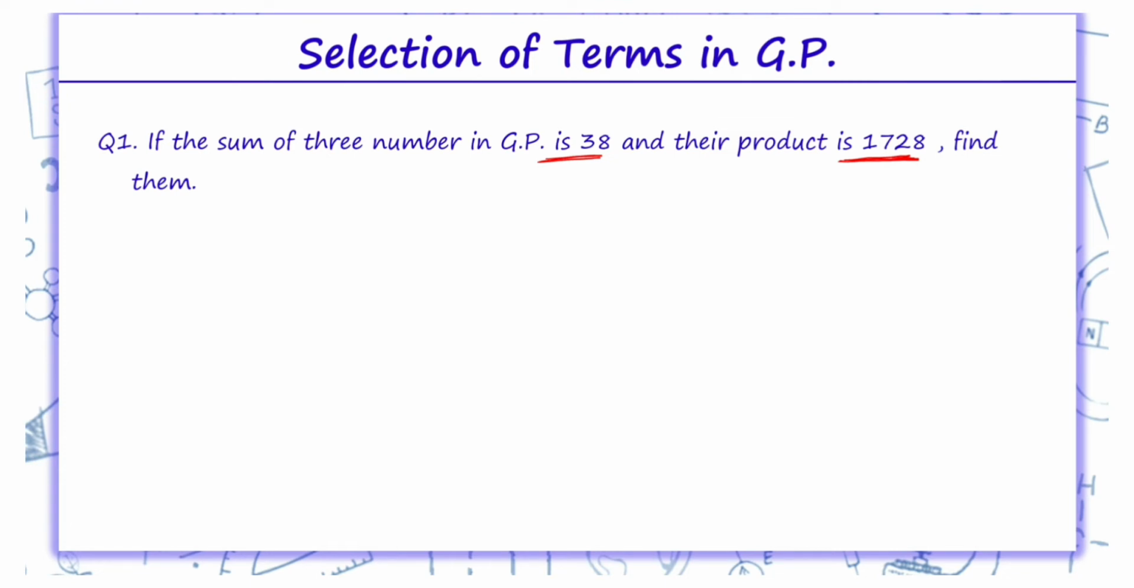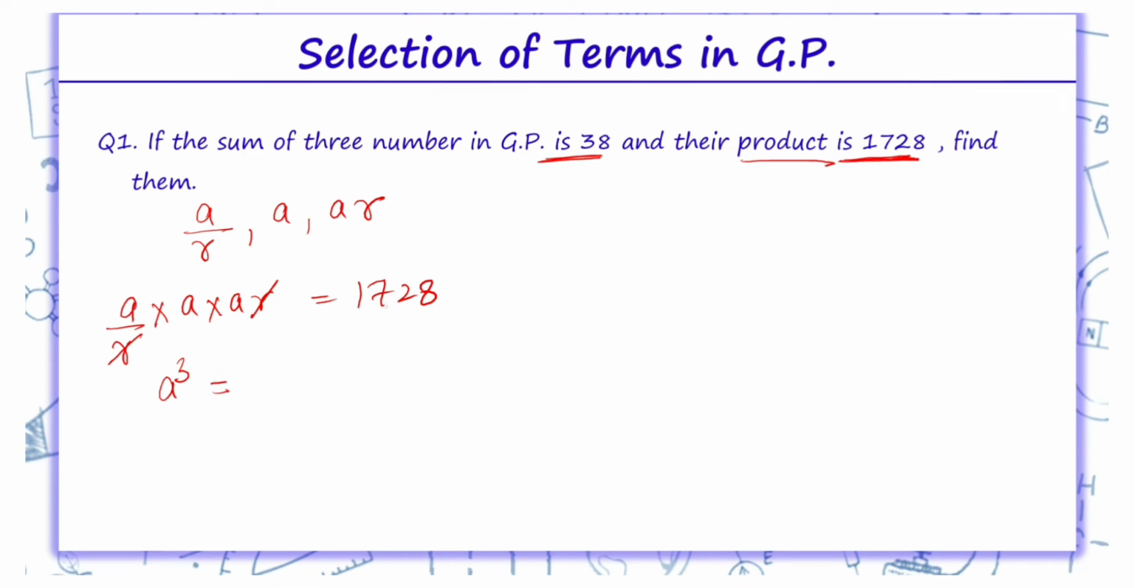As I explained, when they ask us to calculate 3 terms, let the 3 terms be A by R, A, AR. Now they have said their product is 1728. So I will write A by R into A into AR. This R and R will cancel out. A cube is 1728, which is 12 cube. So the value of A will come out to be 12.